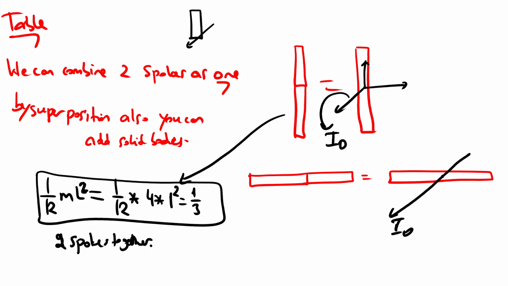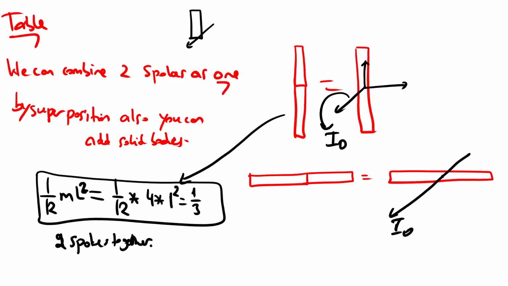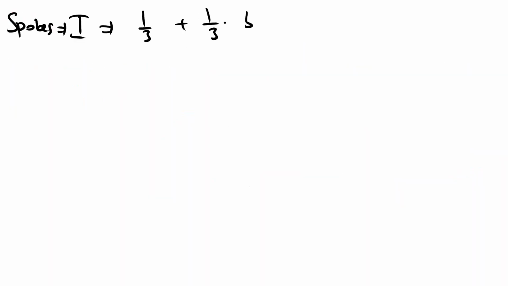Similarly, or rather exactly, we have the spokes. I is 1/3 plus 1/3. We can add them, yes. That's what the superposition principle says. We can add them, no problem.